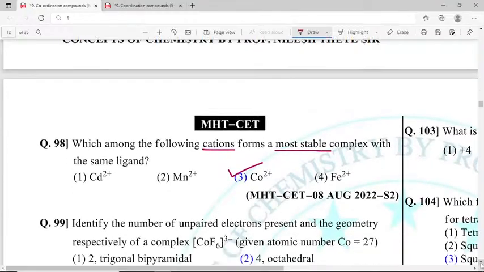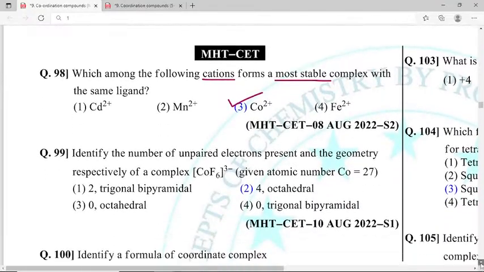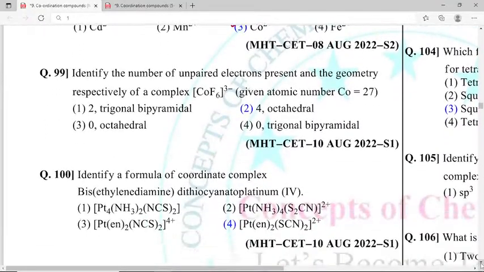Next question. Identify the number of unpaired electrons present in CoF6 and geometry. So CoF6, coordination number octahedral, and unpaired electrons 4, because this is the weak field ligand. So do not express pairing before hybridization. Octahedral complex, coordination number 6.